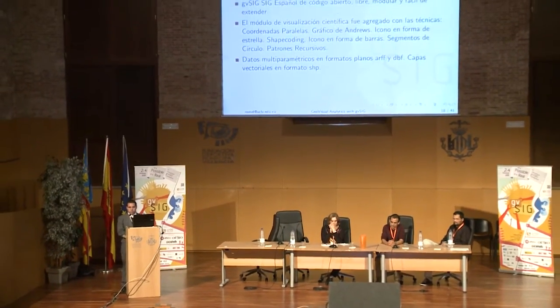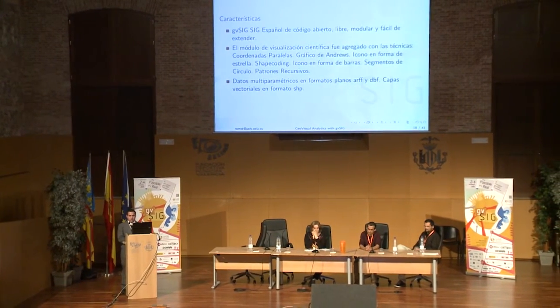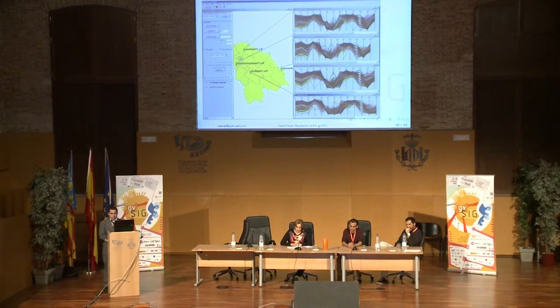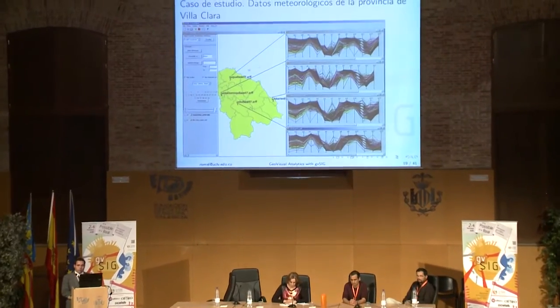The low spatial density was processed with gvSIG, the Spanish version, open source, free, modular, and easy to extend. And we use the Andrews graphs, star icons, shape coding, and segments of circles. Multiparametric data in flat formats like ARFF and DBF were transformed into layers, gvSIG, and vectorial data were transferred in vectorial form.